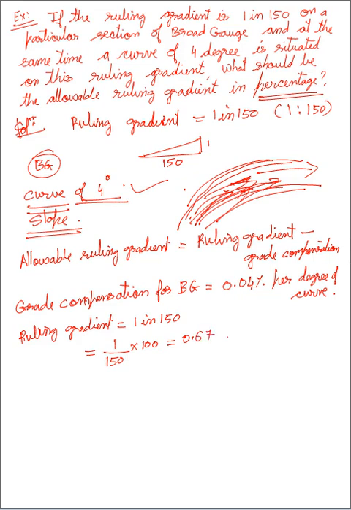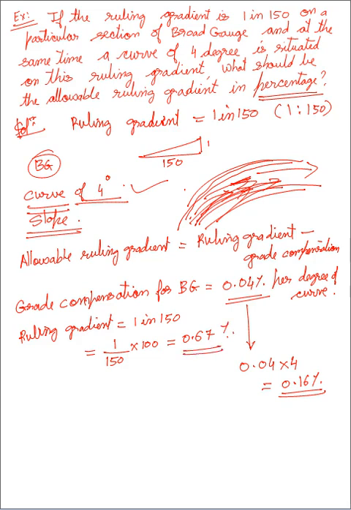Okay, now grade compensation, if we apply this formula, how much value will you get? It is 0.04% per degree of curve. So we are having 4 degree, so that is 0.04 into 4. So this value will come out to be 4 into 4, 16. So 0.16%. And here also the ruling gradient we have found out in percentage, right? So this is also in percentage, 0.67%.